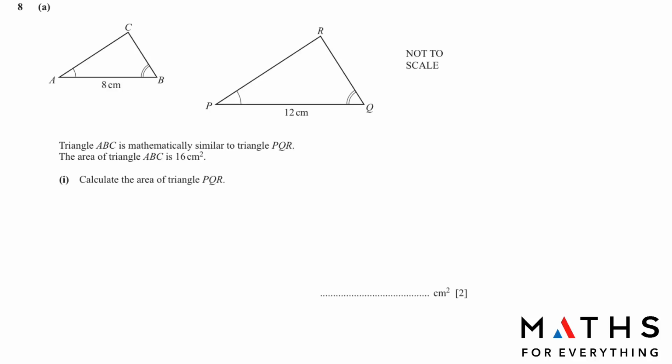Question number 8. We have two similar triangles. We have been given two triangles ABC and PQR. Both are mathematically similar. The area of triangle ABC is 16 square centimeters. Calculate the area of triangle PQR.